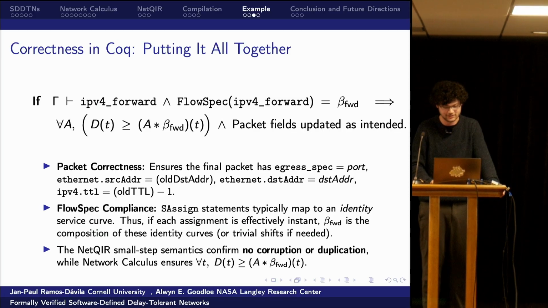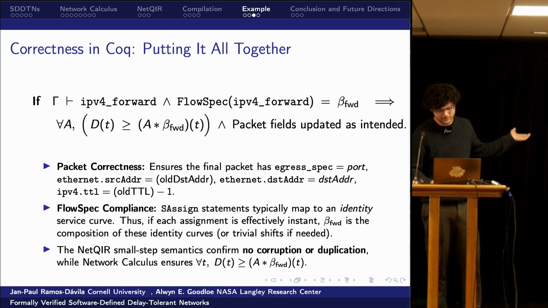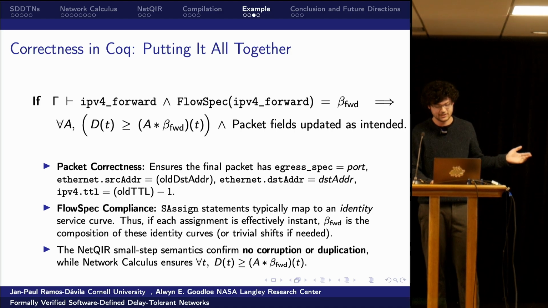So finally, to put it all together, we have that for a NetQIR program that is well typed, the program must use these correct assignments and references. The flow spec of P assigns the service curve to each statement. So in this case, we have IPv4 forward. For this function, each field update effectively has a 0 delay in the abstract model, in the network calculus model. So the total service curve might remain as the identity for the actual implementation of this. So there is no delay here.